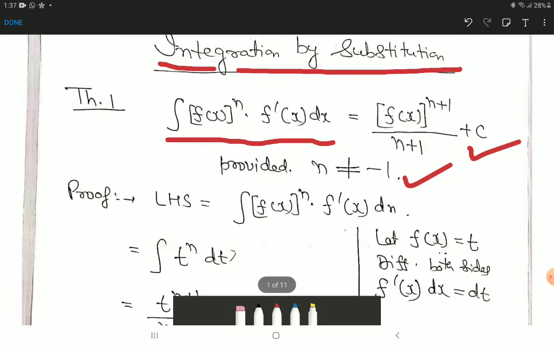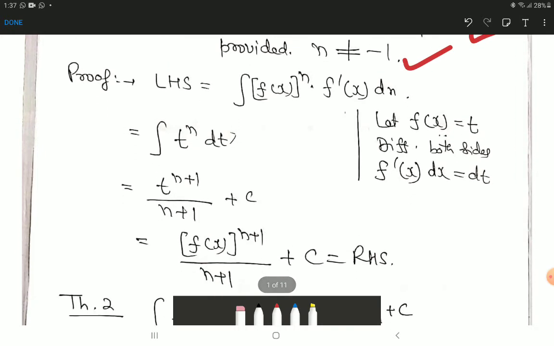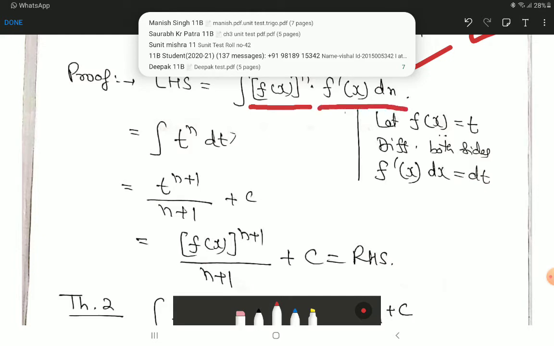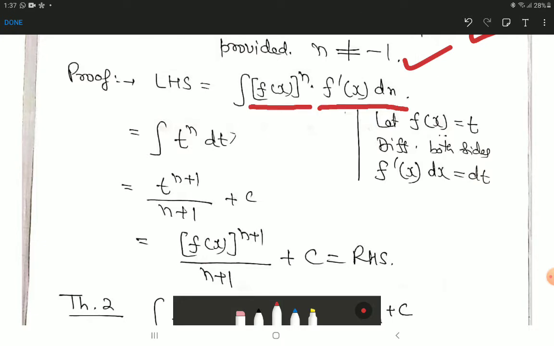So I am taking the left hand side. It is integration of f(x) whole power n into f dash x dx. I will be using the technique of substitution. Let f(x) is equal to t. Just differentiate both sides. You will get f dash x dx is equal to dt, because the derivative of f(x) is f dash x dx and that of t is dt. Now feed it here. f(x) will be replaced by t. So it becomes t raised power n, and f dash x dx is dt, so t raised power n into dt.